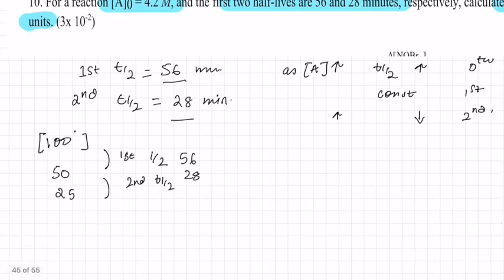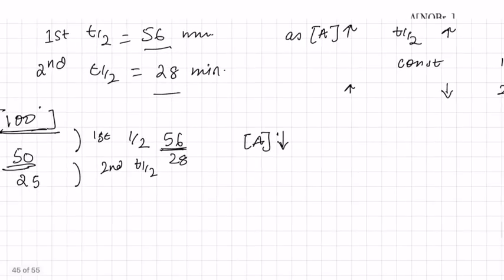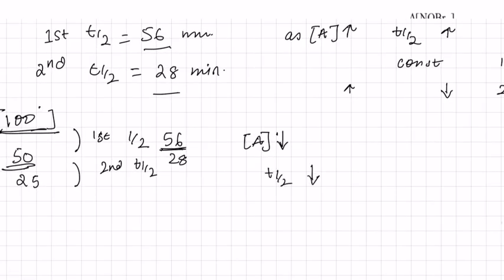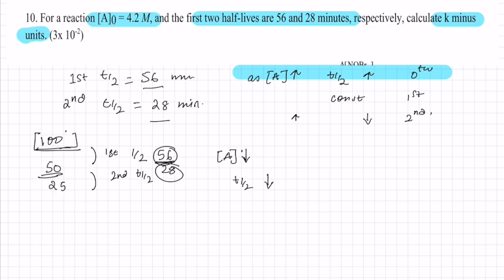When the concentration was 100, the half-life was 56. When the concentration decreased, as time goes on, concentration is decreasing and half-life is also decreasing. So half-life went down to 28. So this tells you that this is in fact a zeroth order reaction because half-life is directly proportional to concentration. So this has to be figured out before you can answer this question.